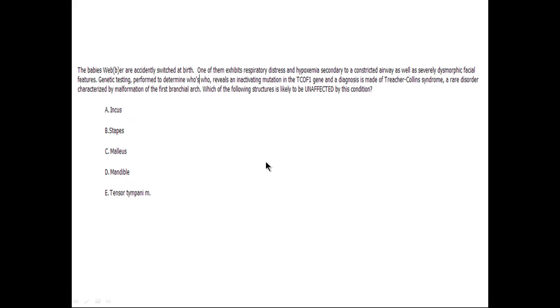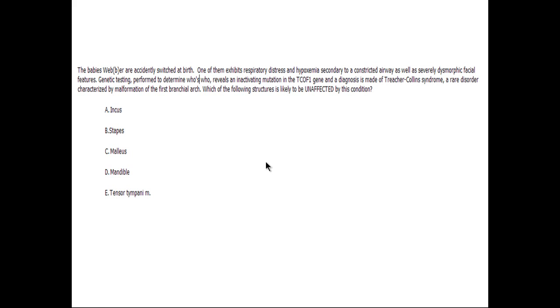Two babies are accidentally switched at birth. One of them exhibits respiratory distress and hypoxia secondary to a constricted airway, as well as severe facial malformation. Genetic testing performed to determine who's who reveals an inactivating mutation in the TCOF1 gene, and a diagnosis is made of Treacher Collins syndrome, a rare disorder characterized by malformation of the first branchial arch. So the crest cells do not migrate into arch 1, the trigeminal nerve arch. Which of the following is likely to be unaffected?